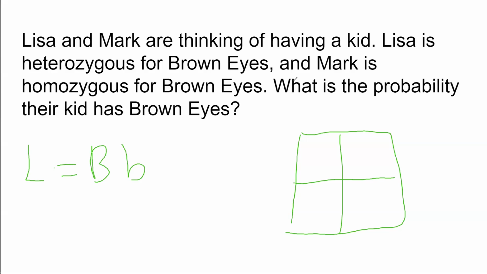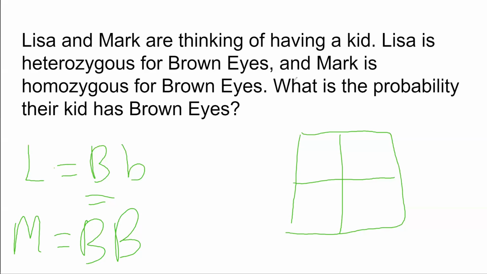Now, Mark is homozygous for brown eyes. Because Lisa is heterozygous, she's going to express the dominant phenotype because she has this capital B here. So brown eyes is the dominant phenotype, which means Mark is going to be capital B, capital B, and he's also going to have the same phenotype as Lisa.